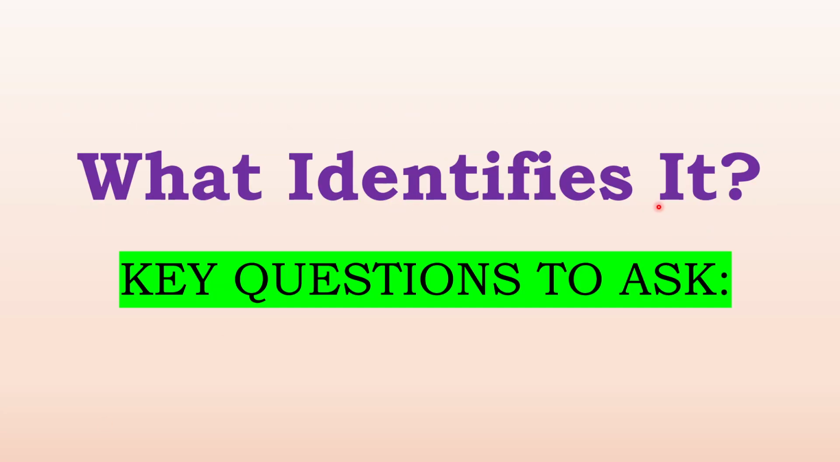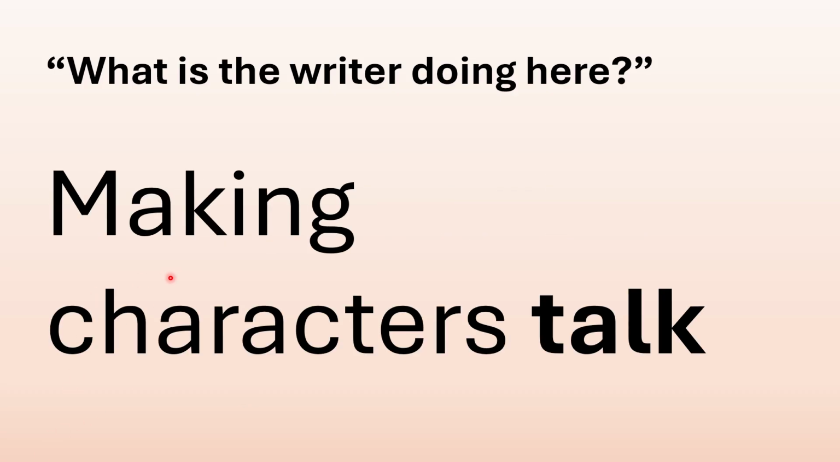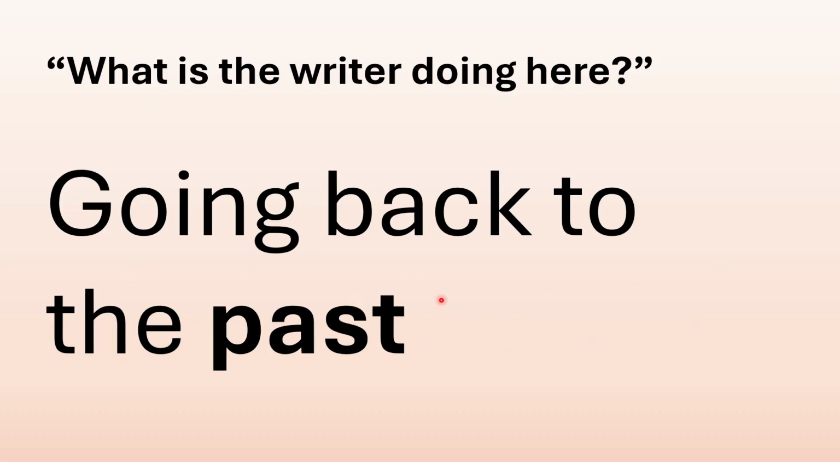Now, you ask, what identifies the particular type of technique? So here are the things that you can ask. You ask the question, what is the writer doing here? If it's giving details, that means it's a description. Now, when it's making characters talk, it's dialogue. And when it's going back to the past, it's flashback.